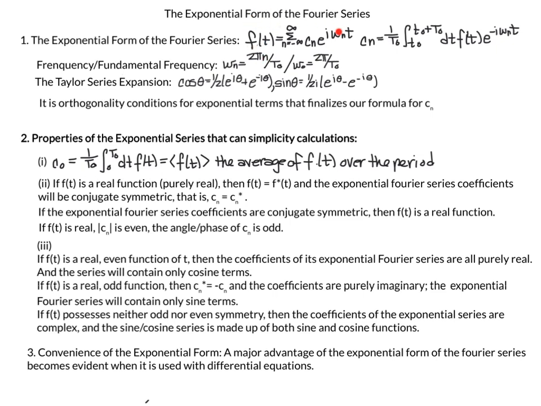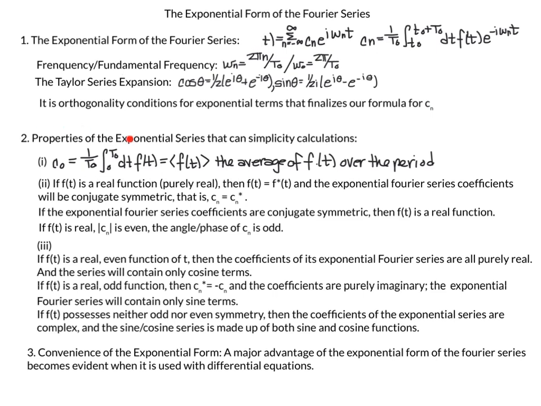And to derive this formula, which we will do in this video, we essentially went back to our last video, took the formula for the Fourier series, and then for cosine and sine, we substitute the Taylor series expansion that we had done several videos ago when we were talking about Taylor series. Cosine is equal to 1/2 (e^(i theta) plus e^(-i theta)), and sine is equal to 1 over 2i (e^(i theta) minus e^(-i theta)). And then the orthogonality conditions for exponential terms finalize our form for c_n that we see here.